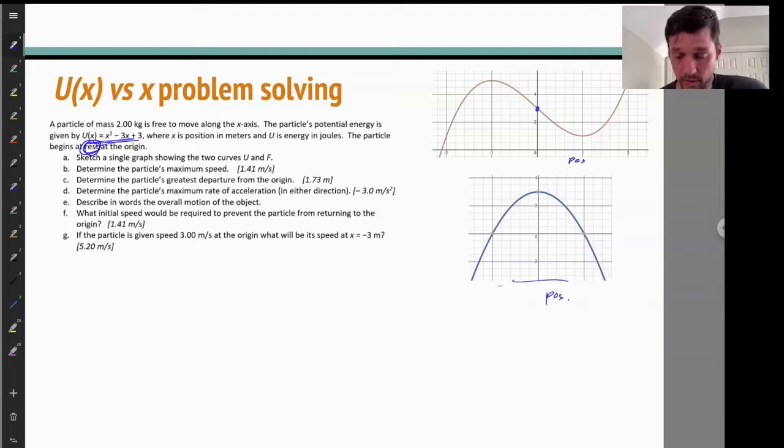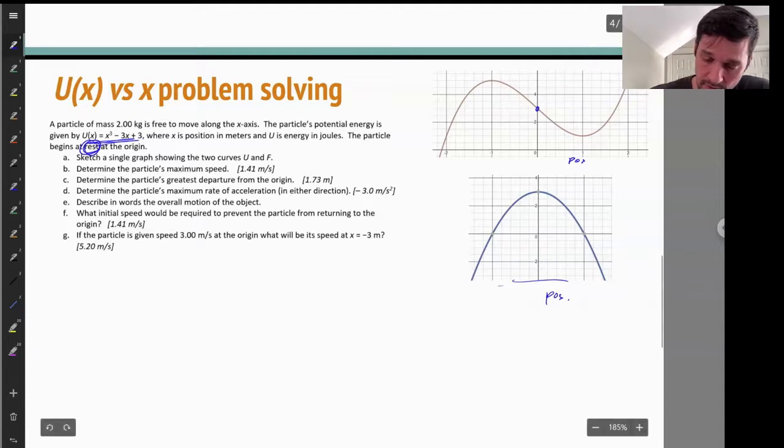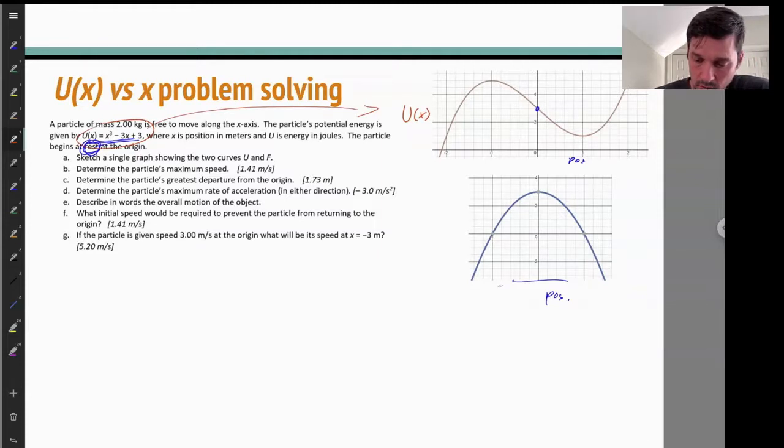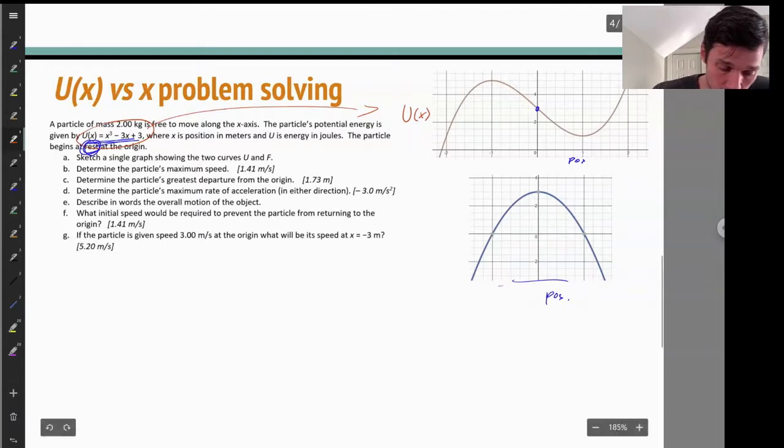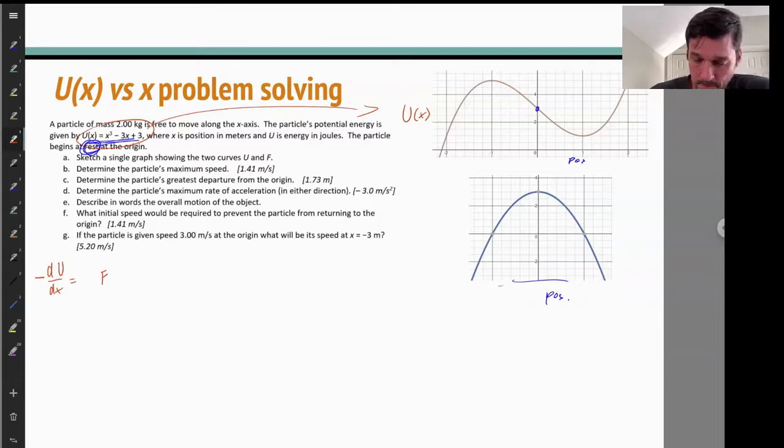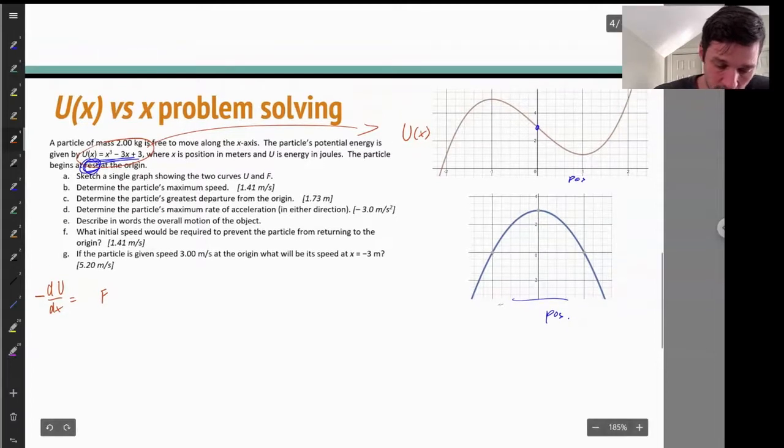So I used Desmos to graph this function, and this red function is the potential energy function. Maybe I'll use red for that. Potential energy as a function of x looks like that. And I used, again, Desmos to take the derivative, as we said. The derivative of the potential energy graph with respect to x is the negative of the force. Or maybe I'll put the negative over there, is the force. So I graphed the derivative of that function.